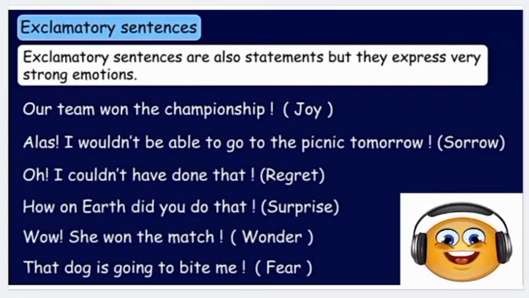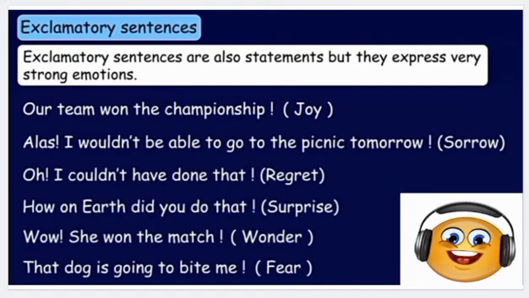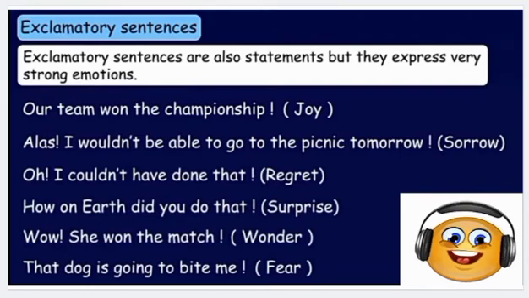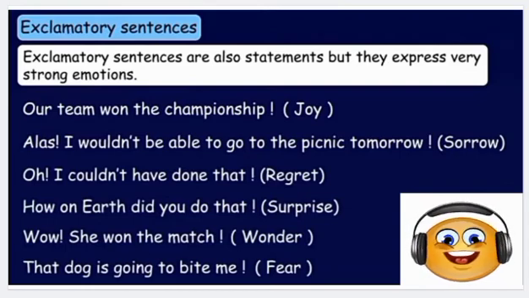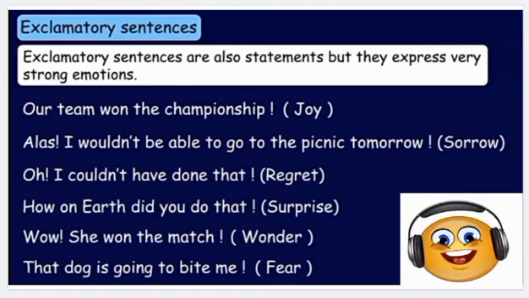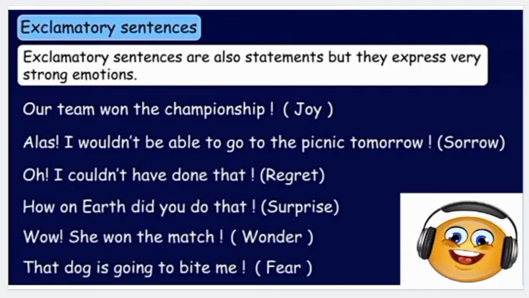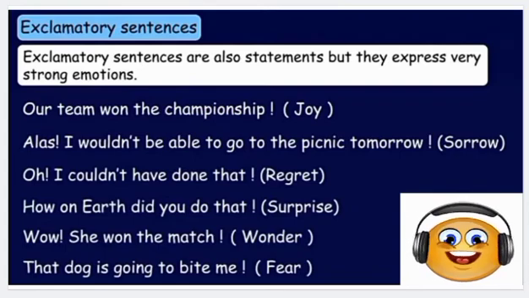How on earth did you do that! It is a surprise emotion, so it is a kind of exclamatory sentence. Wow, she won the match! It is a wonder, so it is an exclamatory sentence. The dog is going to bite me! It is a fear, so it is a kind of exclamatory sentence. Listen children, an exclamatory sentence always ends with an exclamation mark.